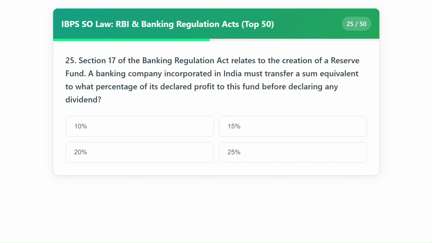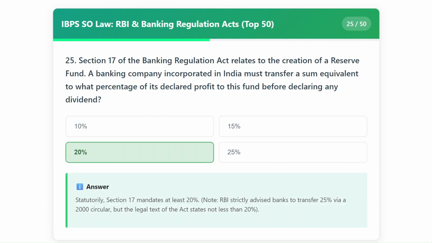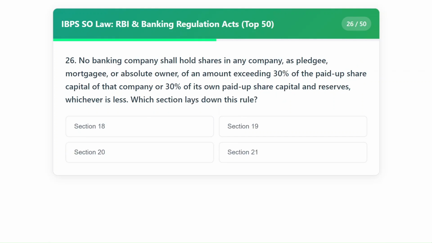Section 17 of the Banking Regulation Act relates to the creation of a reserve fund. A banking company incorporated in India must transfer a sum equivalent to what percentage of its declared profit to this fund before declaring any dividends? 20%.